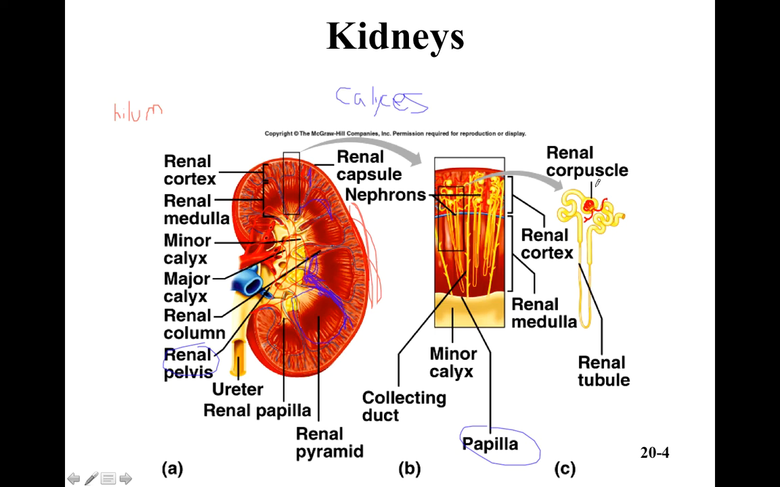So the nephron is the functional unit of the kidney. So this is a nephron. It's got the renal corpuscle and the renal tubule as its two pieces. This is really how the urine is formed. Most of the nephrons are called cortical nephrons, like 80% of them, and the rest of them are juxtamedullary nephrons.